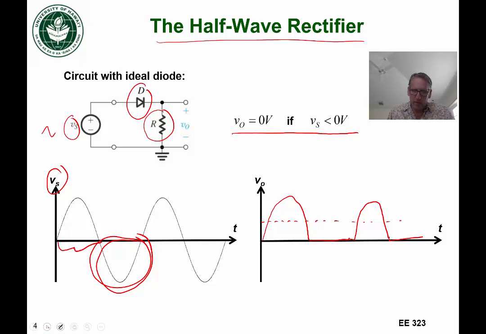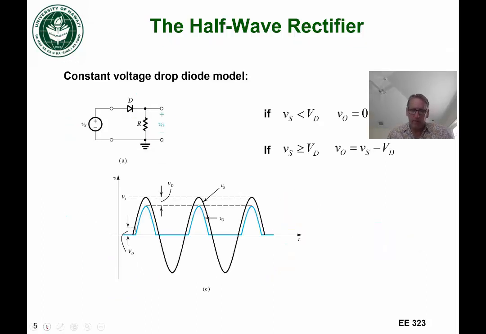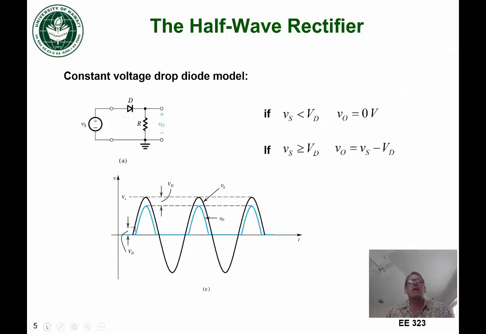So let's look at this with a slightly more accurate model. Let's call it the constant voltage drop model. It's the same circuit. We have our diode D, but we're going to have a constant voltage drop, and we'll call that constant voltage drop VD, the voltage drop across the diode. Remember, the constant voltage drop diode model looks like this. It's like the ideal diode, but shifted over a little bit. And this voltage here is VD.